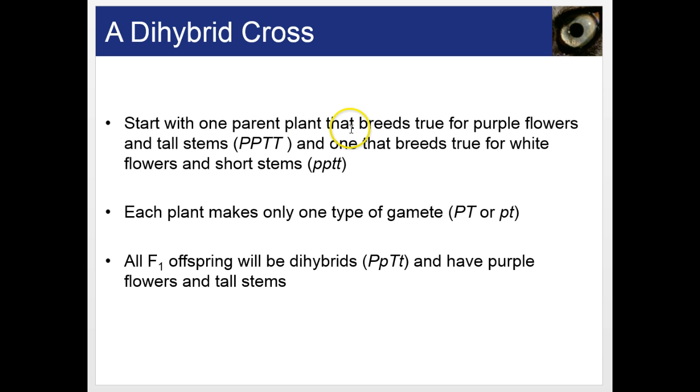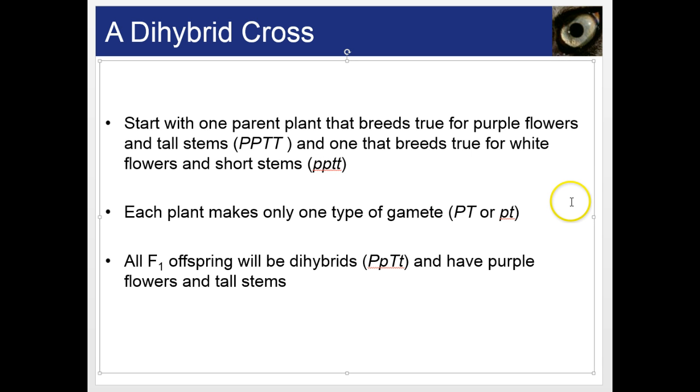So let's start with one parent plant that breeds true for purple flowers, and let's team it up with another trait for stem length. So purple flowers with tall stems, and they're true breeding for both their traits. Then one that breeds true for white flowers and short stems. Each plant makes only one type of gamete. So remember, you can only pass on half of your genetic information. So a parent cannot give both big P's to their offspring. They can only give one. And same with the T's, only one of the T's.